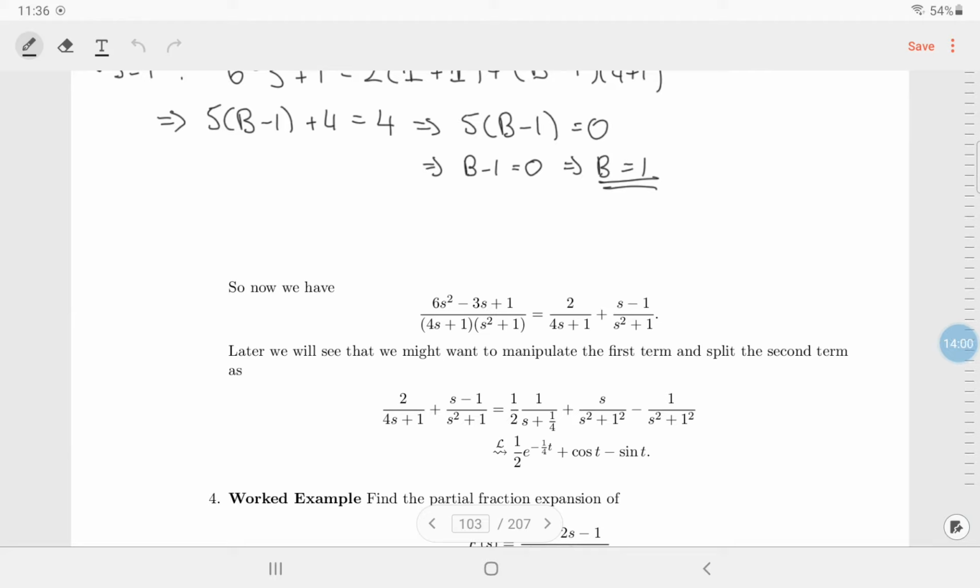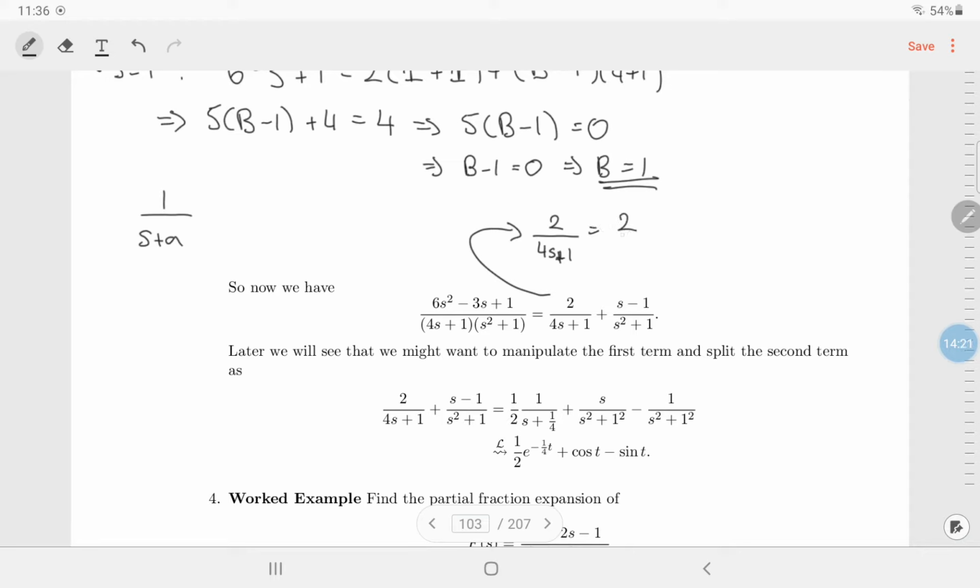I'm a bit confused myself now over what I've done. Yeah, so there's a bit of messing around here with this. So what you actually do with this is, I probably have space to look at this now. So you're looking at this and you go into the tables and all you see is 1 over s plus a, and this is not of the correct form. So what you want to do is get rid of that 4 on the bottom.